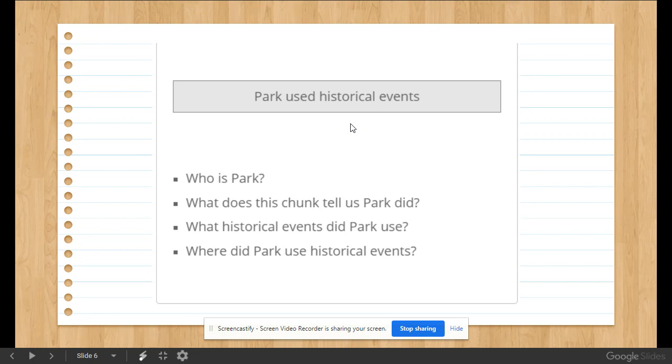Let's look at the end of the focus statement. Comparing the two texts shows how Park used historical events. Well, first of all, who is Park? It's not a fun place that you go to slide down the slides. Linda Sue Park is the author of A Long Walk to Water. So this chunk tells us that Park based the novel on actual events that happened in history. It is a historical fiction text. We know from our reading that the historical events that she's talking about are the lost boys and girls of Sudan and their journey to the refugee camps and their journey to America.